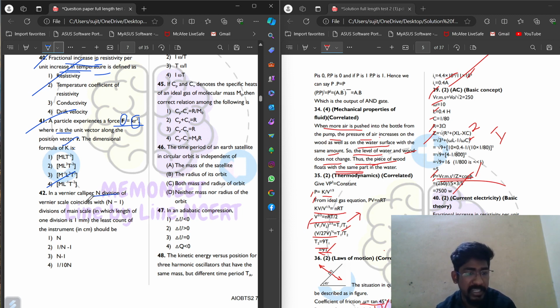So n vernier scale divisions coincide with n minus 1 divisions of the main scale. Okay, n VSD equals n minus 1 MSD, right? The least count of the instrument, you have to calculate the LC. This is the experiment part, right? You already did this in your school. This kind of experiment is already done in your school.